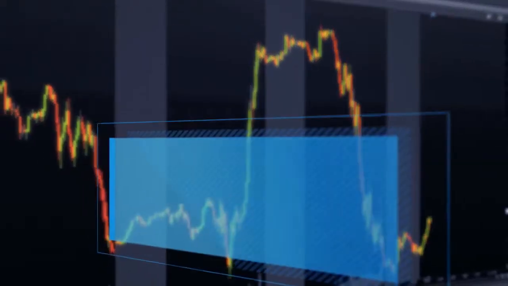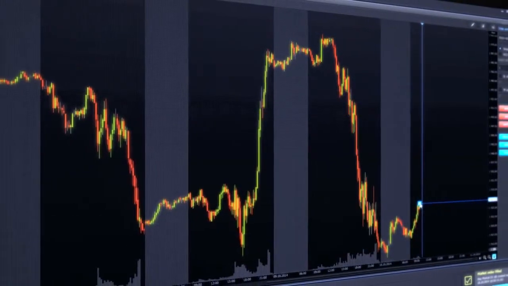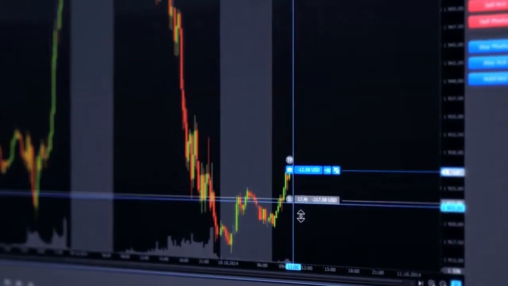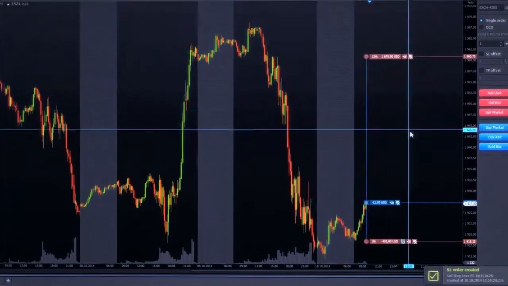ProTrader changes the usual look of the trading process. Chart trading allows making it more comfortable. One-click trading raises speed, owing to position and order management directly on the chart.